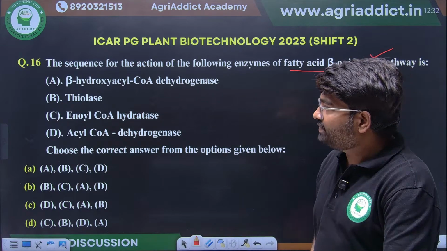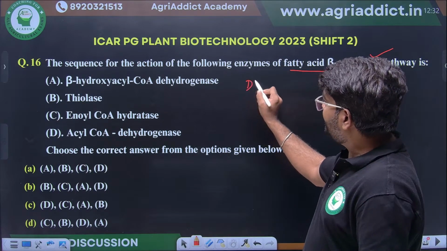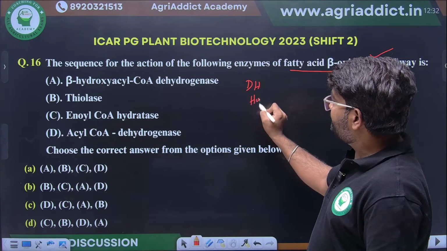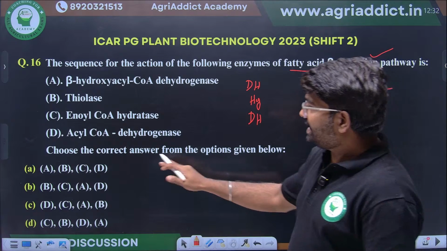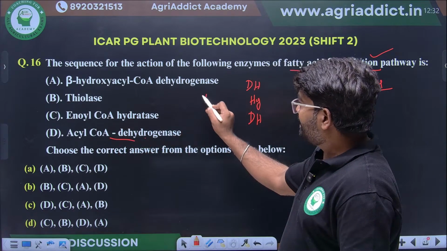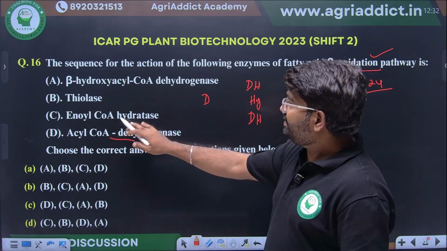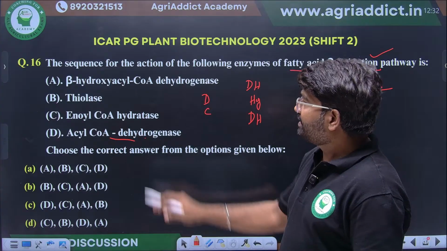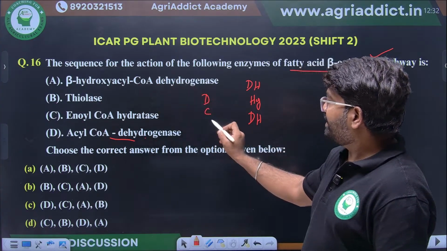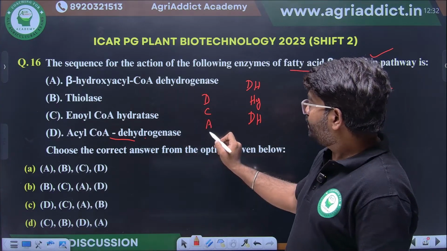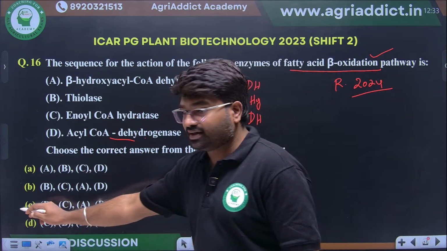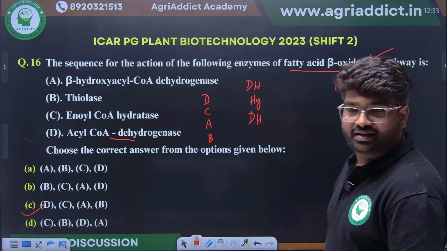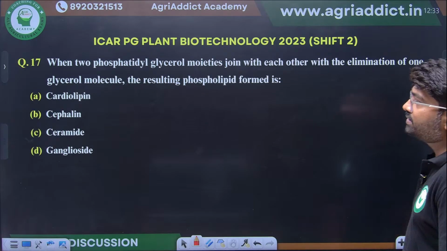First, which enzyme will come? First, dehydrogenase enzyme will come. Next, hydratase enzyme will come. Next, also dehydrogenase enzyme will come. First, acyl CoA dehydrogenase. Second, enoyl CoA hydratase. Then beta hydroxyacyl CoA dehydrogenase. Then thiolase will come at last. So DCAB, option C will be the right answer. Yes, very good.